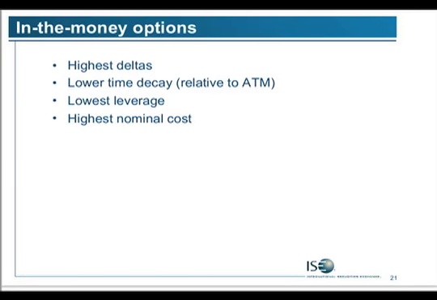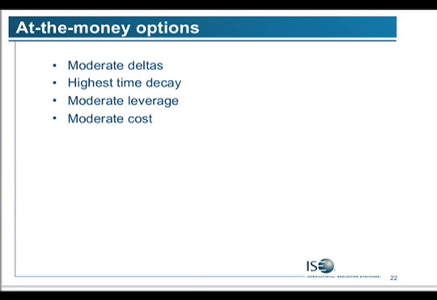And essentially, if you understand in, at, and out of the money options, you're going to understand a lot about the options market. In the money options, as I said, have the highest deltas. They have the lowest time decay, especially relative to at the money options. They have the lowest leverage, and they have the highest nominal cost. At the money options have moderate deltas, highest time decay, moderate leverage, and moderate cost. See, there's a lot of moderates here.